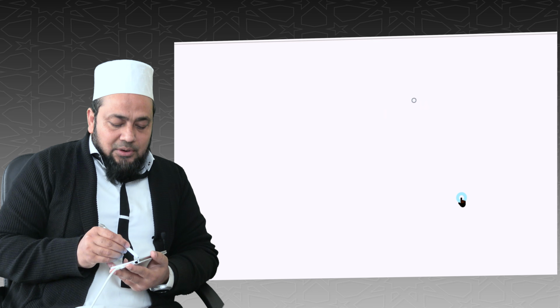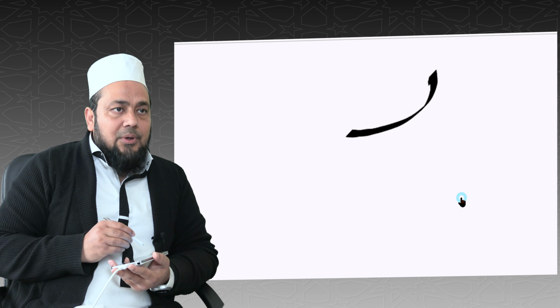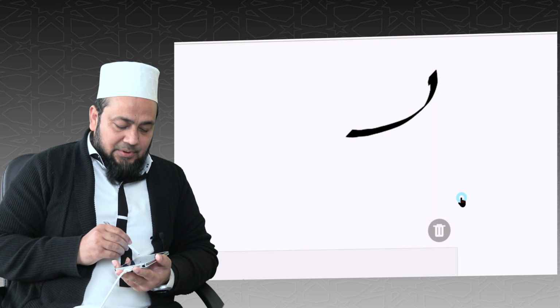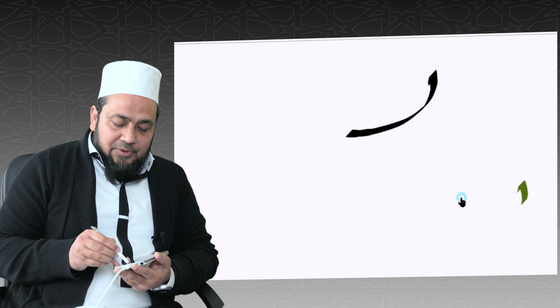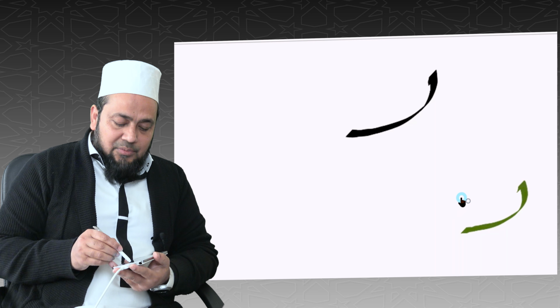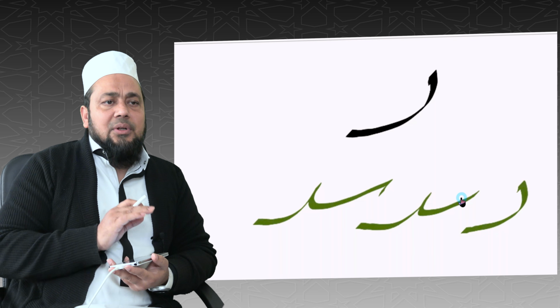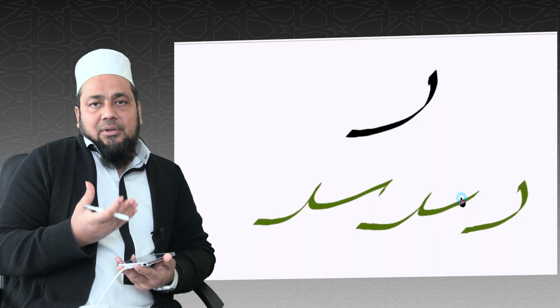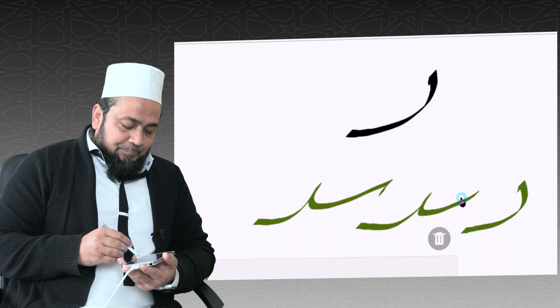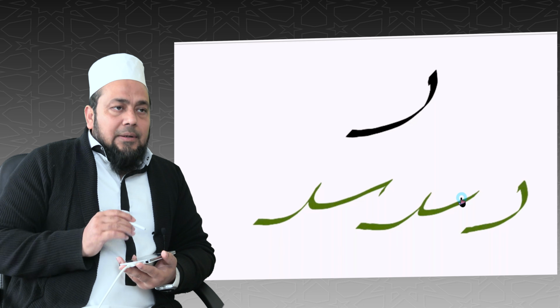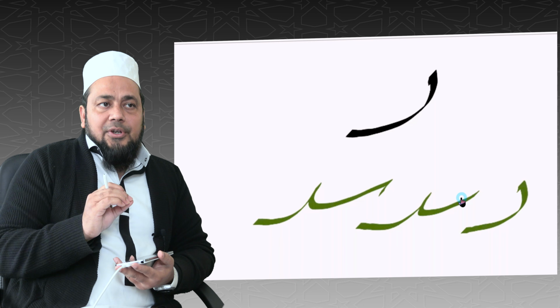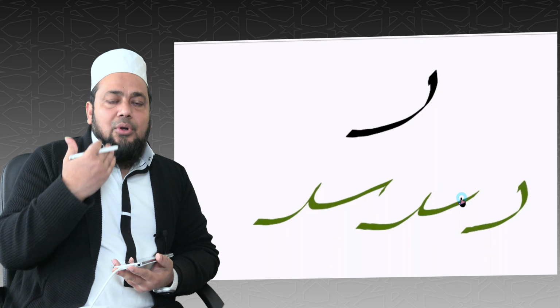Ra. The stand-alone shape of Ra is this one. Beginning of the word shape is exactly the same, middle of the word shape is this one, and end of the word shape is this one. There is not much difference. Now I will make it Zay by adding only one dot on the top.